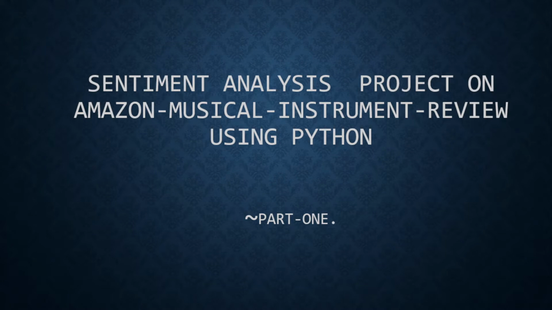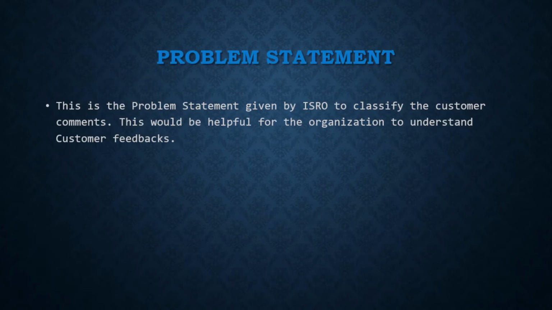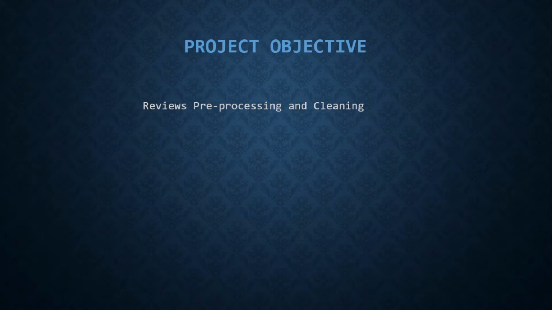Today we'll be doing a sentiment analysis project on Amazon musical instrument reviews using Python. I actually divided this video into two parts. This is part one. In this part, we are going to classify the customers' feedback into positive, neutral, or negative, to see the kind of feedback they give on the product. For that, we will pre-process the data and do some data cleaning to prepare it for the second part of the video, in which we're going to use visuals to see the insights from the data that we cleaned. So let's jump right in.